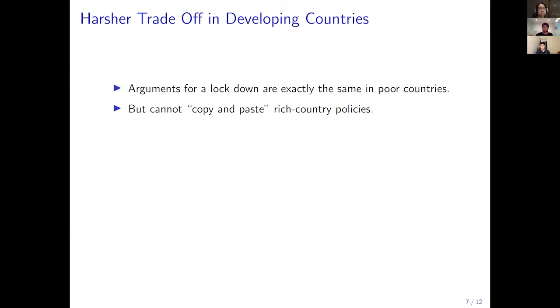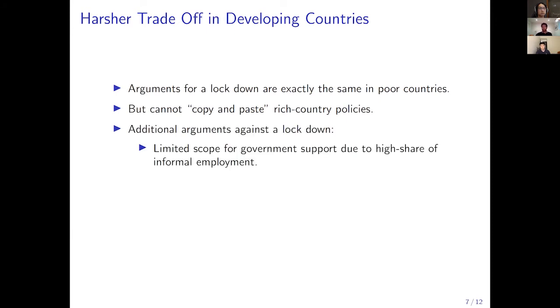And there's various reasons for that. In addition to the negative effects I highlighted in the previous slide, there's a few that are more developing country specific. The first of which is in a typical developing country, a majority of workers are in the informal sector. In South Asia, for instance, anywhere from 60 to 80% of workers work informally.